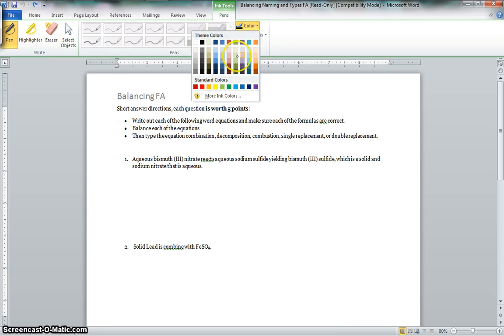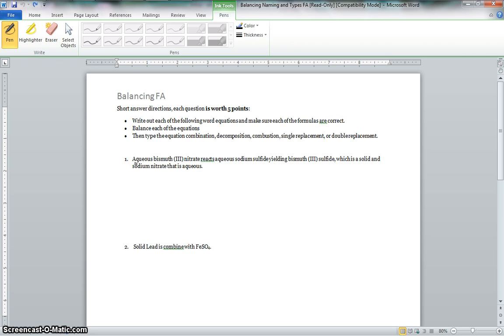Okay, I'm going to write in, let's go with black. So we have aqueous bismuth 3 nitrate. Bismuth is going to be Bi, which I find on the periodic table. This 3 shows me its charge, so I know that's a +3 charge. Then we have nitrate, which is NO3, and that's going to be Nick from the sentence that we used. It has one vowel, so it's going to be a -1 charge.